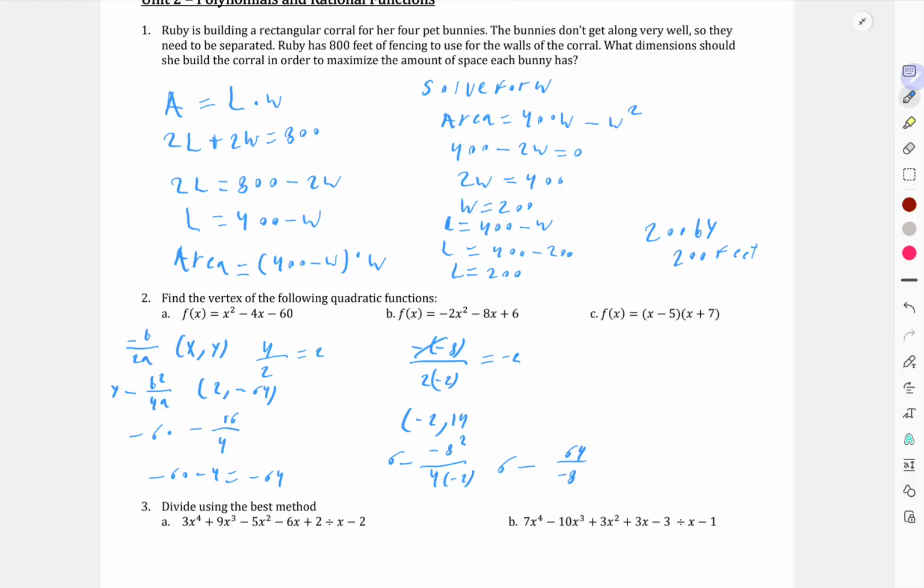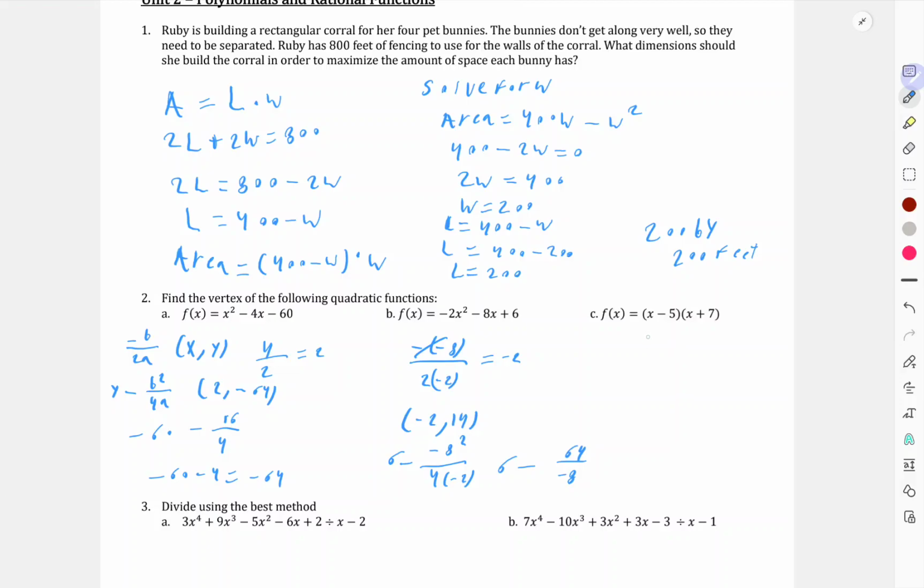Just to make sure, I'm going to check this in my answer checker so I don't mislead you guys. And as I can see, the vertex of this is indeed 2, negative 2 and 14. So this is correct. Alright, the second one.